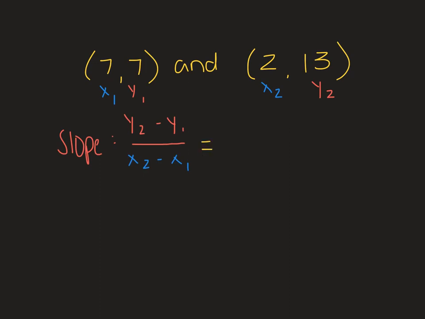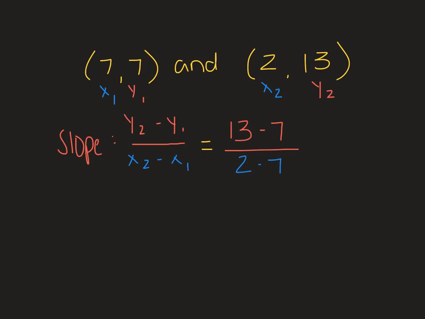So, y2 I labeled as 13, and y1 I labeled as 7. So I'll just do 13 minus 7. And then time for my x's. My x2 was 2, and my x1 was 7. So I'll do 2 minus 7.